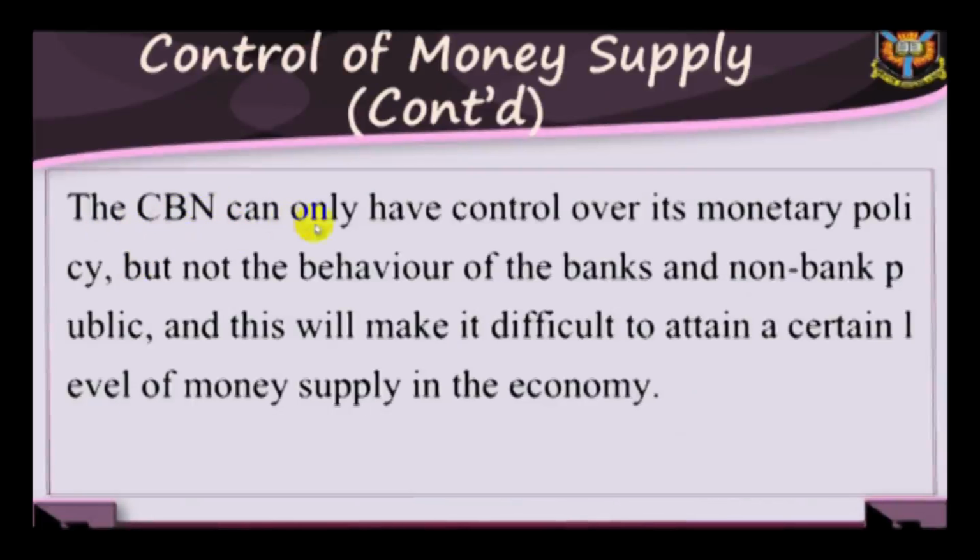It will be difficult for the central bank to achieve a given level of money supply. The central bank can only have control over its monetary policies, but not the behavior of the banks and the non-banking public, and this will make it difficult to attain a certain level of money supply in the economy.